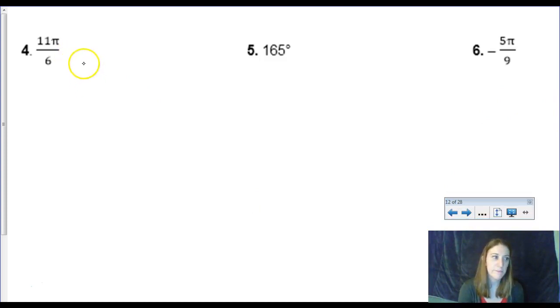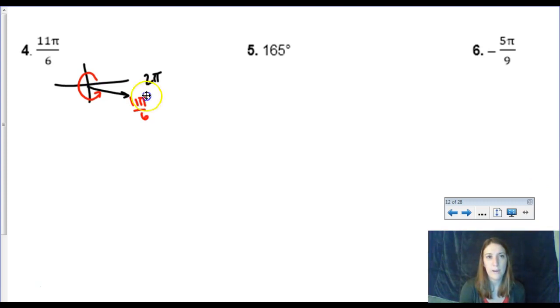11 pi over 6. Okay. I think I'll do this one and then we'll stop doing reference angles. So 11 pi over 6, if I start thinking about where my fractions are, that's really close to 12 pi over 6, and wouldn't 12 pi over 6 be 2 pi? So it's just under 12 pi over 6, so it's right here. 12 pi over 6 and 11 pi over 6 are 1 pi over 6 away.